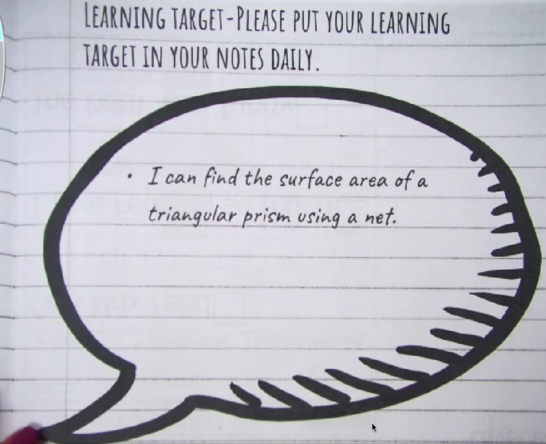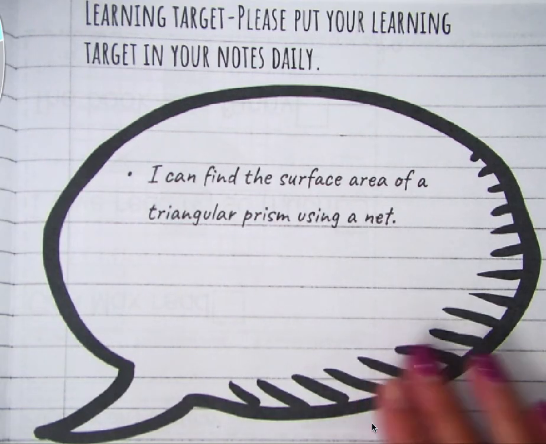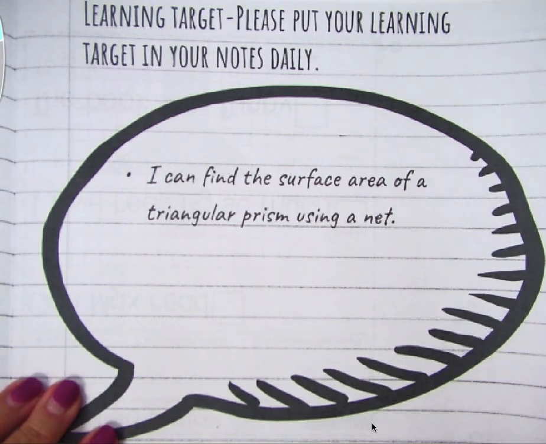All right. So pause the video for a minute if you need to, and write down your learning target. Your learning target should be in your notes on a daily basis. Today's is, I can find the surface area of a triangular prism using a net.